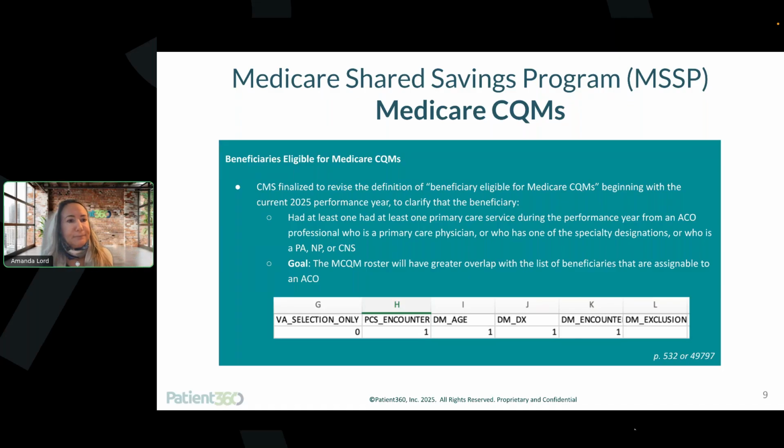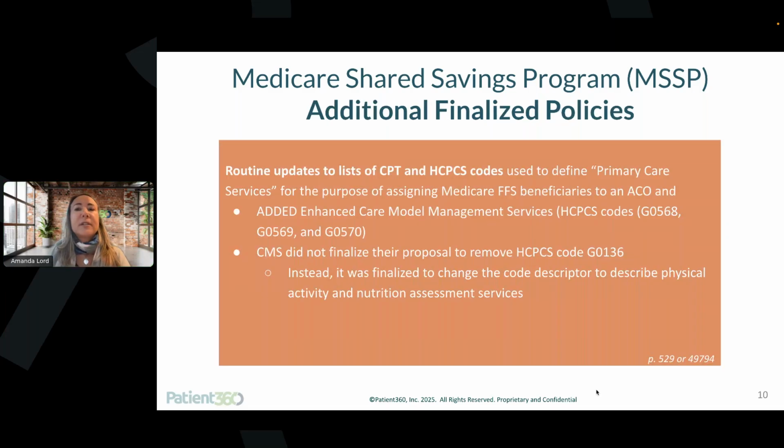Next slide, please. These are just routine updates. They finalized routine changes to the list of CPT codes and HCPCS codes that are used to identify and define primary care services for the purpose of assigning Medicare fee-for-service beneficiaries to an ACO. This is now going to be done on an annual basis through the regular physician fee schedule rulemaking process. It allows the list to remain current as new care management and primary care codes are introduced.